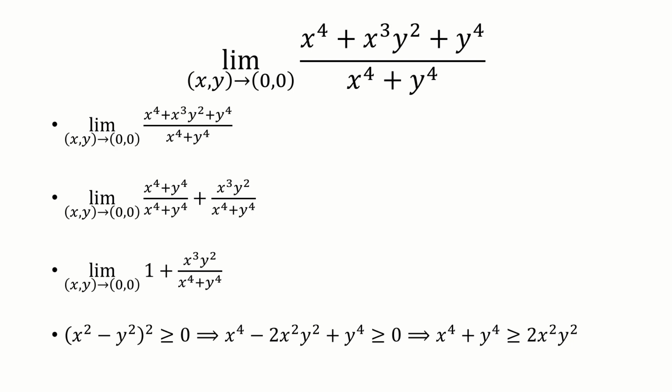So we're starting off with (x^2 - y^2) quantity squared. We know that's always going to be bigger than or equal to 0, since a square is always bigger than or equal to 0. And so if I multiply out (x^2 - y^2)^2, I end up with x^4 - 2x^2 y^2 + y^4. And that's still going to be greater than or equal to 0 since I didn't do anything else. And adding 2x^2 y^2 to both sides, I get that x^4 + y^4 is greater than or equal to 2x^2 y^2.